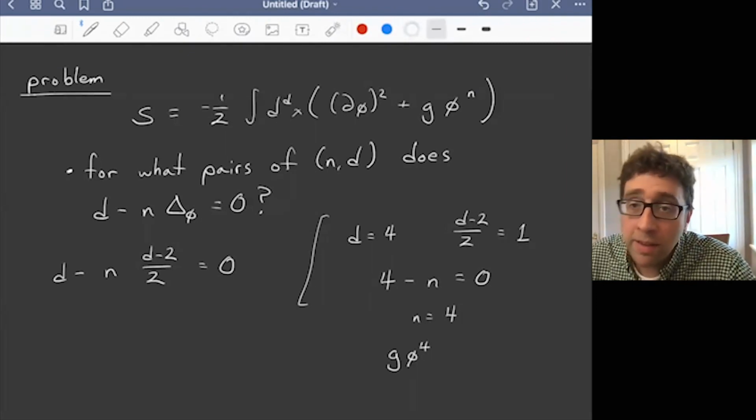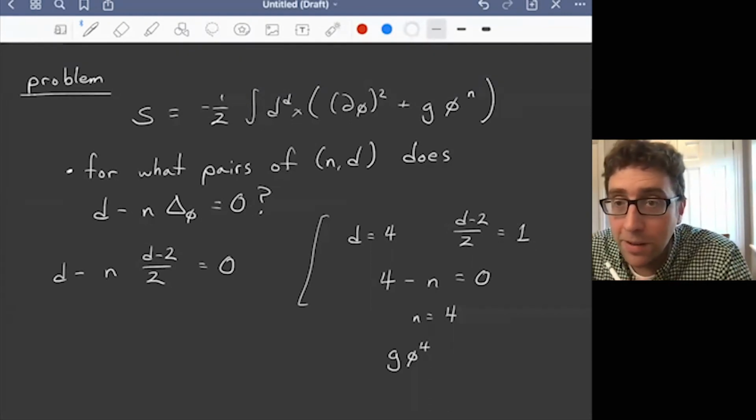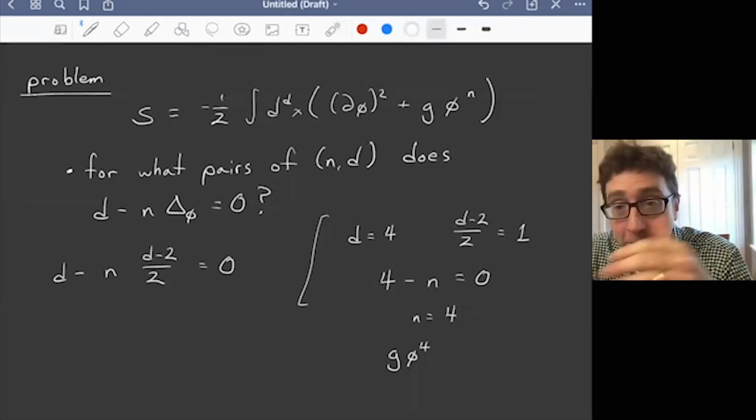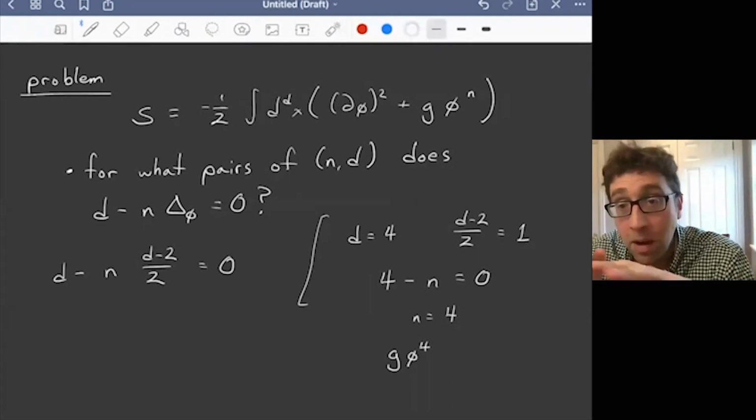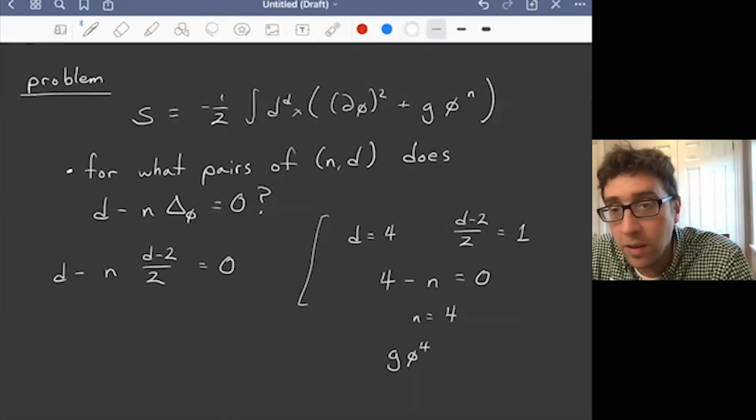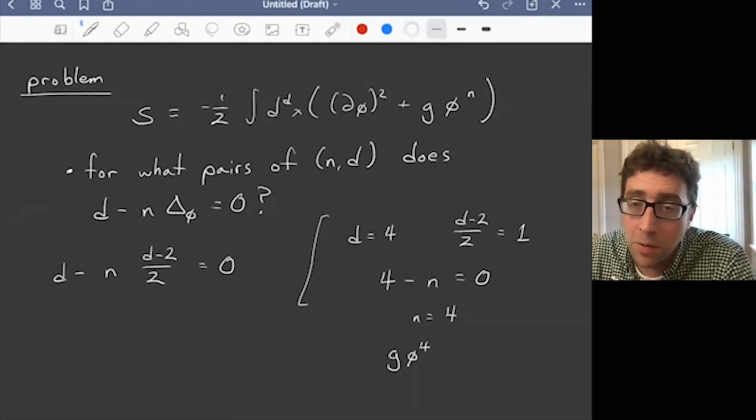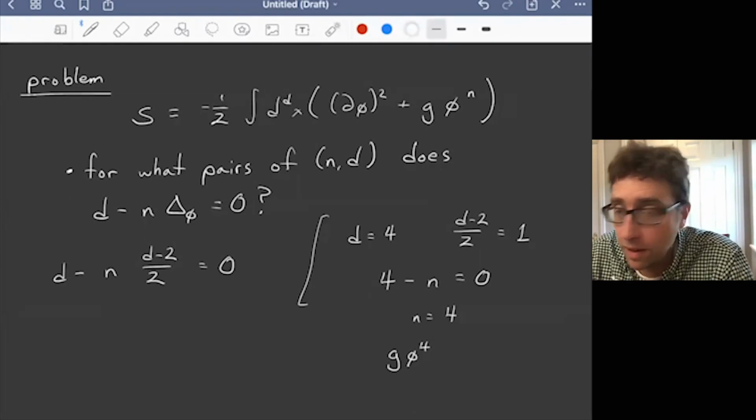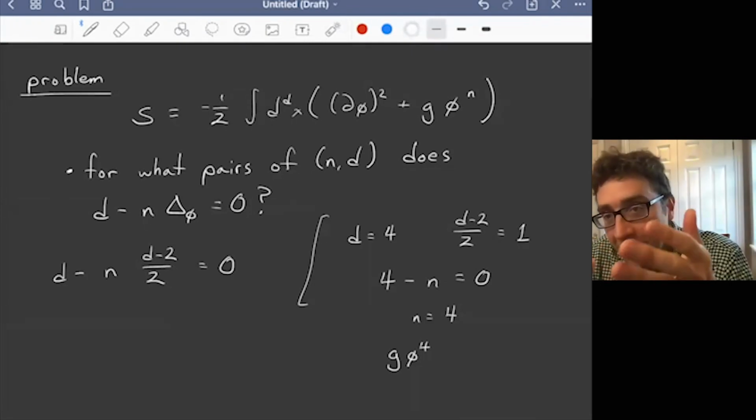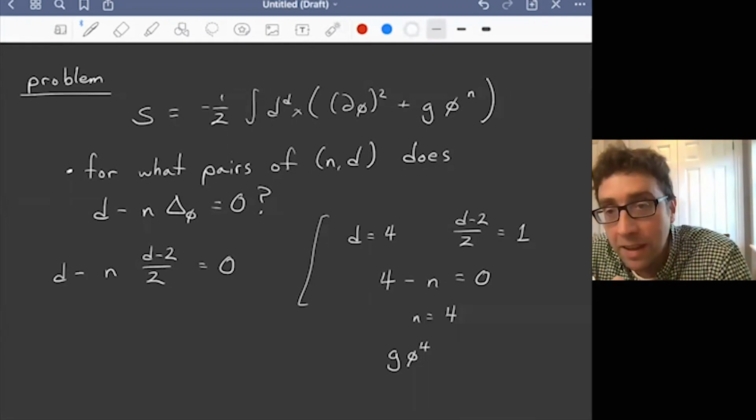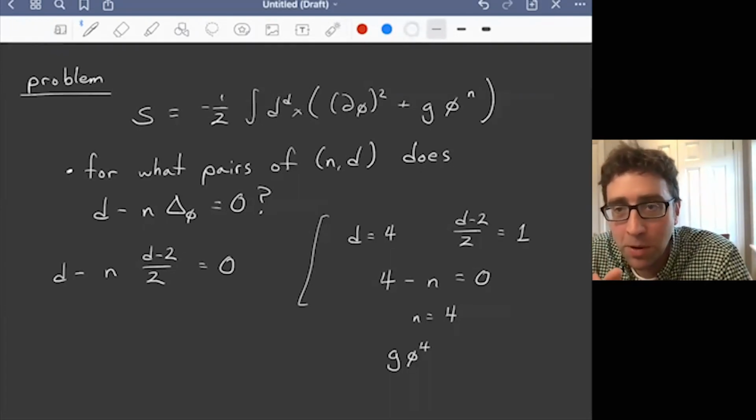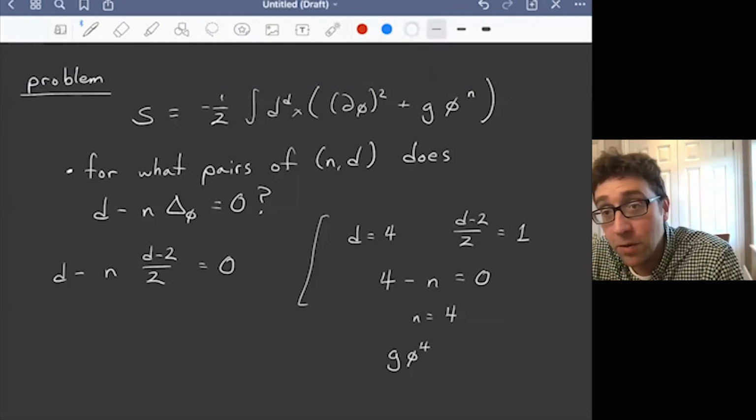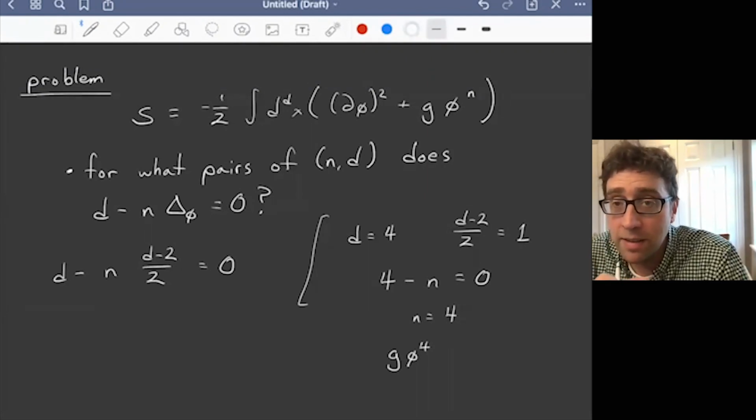And this lands us right on the example that was, I think, a prominent character in the talks earlier this week, right? This is the model that flows to a Wilson-Fisher fixed point. It's also sometimes called the O(N) model if you make phi a vector field and give it more than one component. In the simple case where phi is just a real field, it flows to the Ising model universality class. So it's a very interesting and important example that somehow we've landed on right on the nose just through these dimensional analysis considerations.